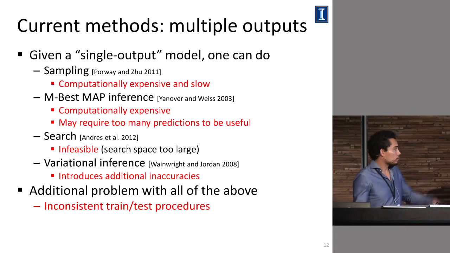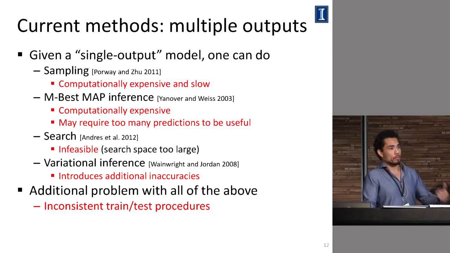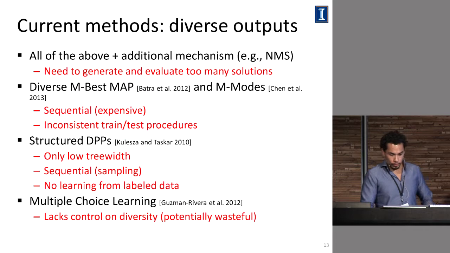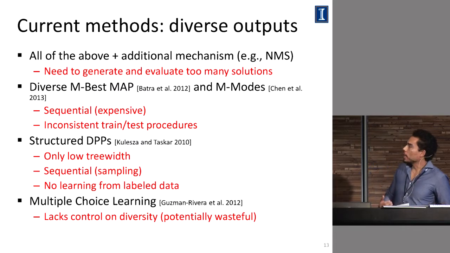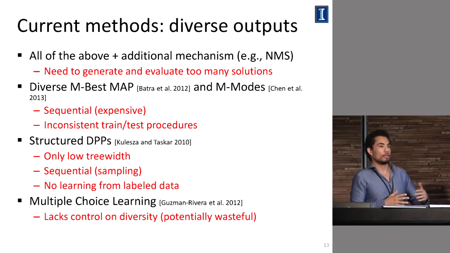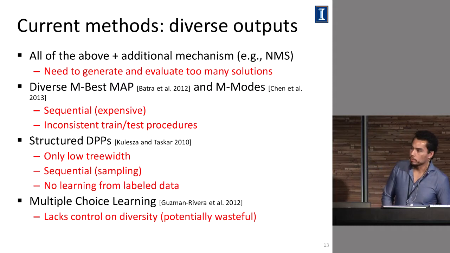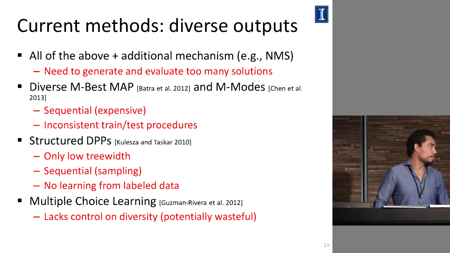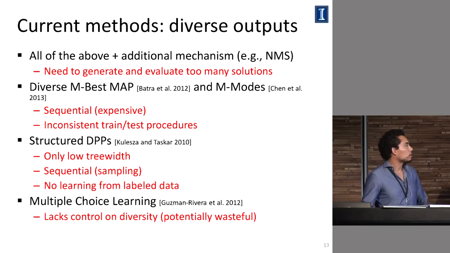And one more problem with all of these approaches is that normally you train these models to produce single outputs, but then you're using them to produce multiple outputs, and that seems questionable. Now, current methods to produce diverse outputs. Normally, if you already have these previous methods to produce many outputs, what you could do is take a large list of many outputs and filter it such that what you get is a set of results that are diverse with respect to each other, right? The problem with this is that you first need to generate very many outputs with a computationally expensive method, and then you have to evaluate them for diversity.